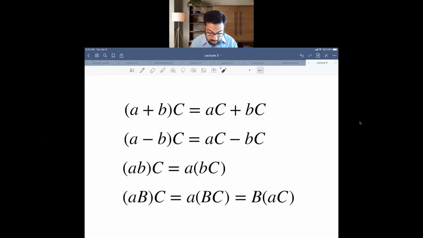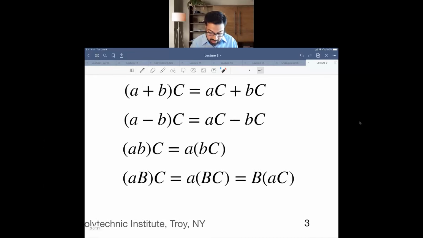Next, what about those scalars getting multiplied? AB times C is going to be A, BC. So here you are essentially multiplying each value. When you're doing scalar multiplication, all you're doing is multiplying each entry in the matrix C by B or by AB. So it doesn't matter the order. It's just one matrix here.